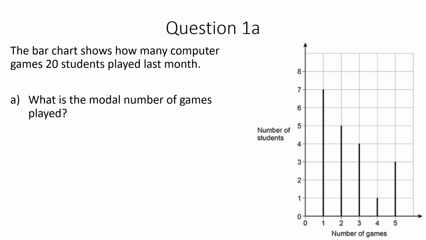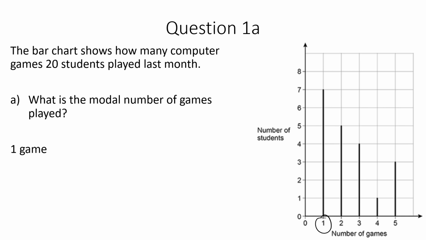Okay, let's start with the modal then. We've got 20 students here. What we need to look at is the highest bar, so we need to look at the highest number of students. If we have a look, this one is the highest bar. This is the bar that has the highest frequency. But we need to make sure we write down one game as our modal number of games, all right? Because this is the one that would appear most.